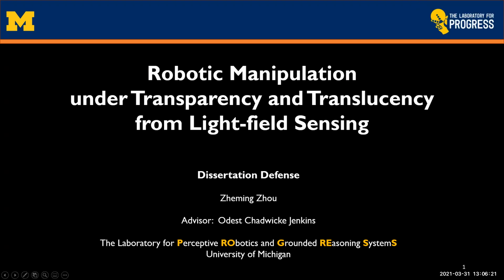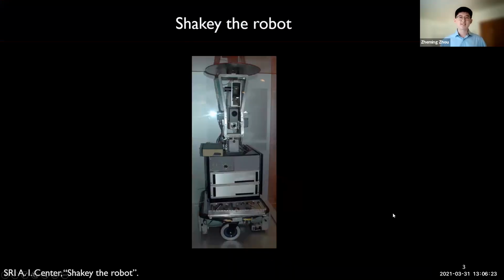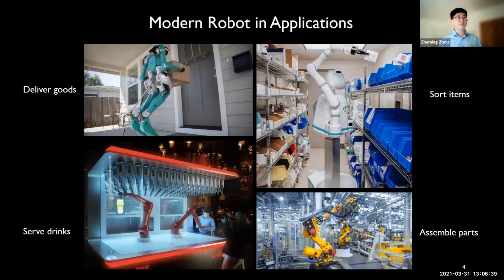In 1966, the first general purpose robot Shakey came into the world. It could perform actions like navigating in an environment with obstacle avoidance and moving objects around by high-level commands. 50 years after the birth of Shakey, we have seen much more advanced robots, and they can perform more complicated tasks in our daily lives. For instance, robots can deliver goods to a front door, sort items in the warehouse, help assemble parts in the factory, and they can even serve drinks for you as a bartender.